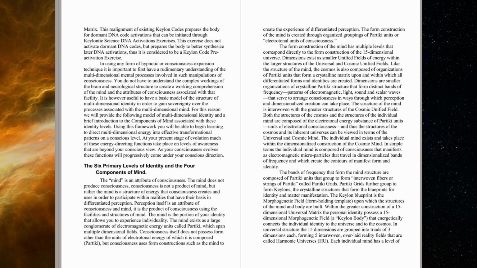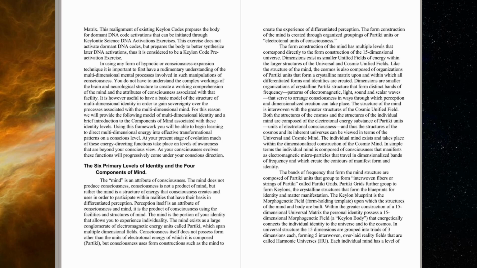The individual mind exists and takes place within the dimensionalized construction of the cosmic mind. In simple terms, the individual mind is composed of consciousness that manifests as electromagnetic microparticles that travel in dimensionalized bands of frequency and which create the contours of manifest form and identity. The bands of frequency that form the mind structure are composed of particle units that group to form interwoven fibers or strings of particle, called particle grids. Particle grids further group to form keylons, the crystalline structures that form the blueprints for identity and matter manifestation.